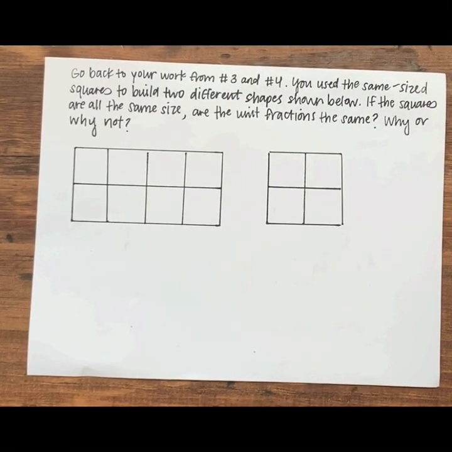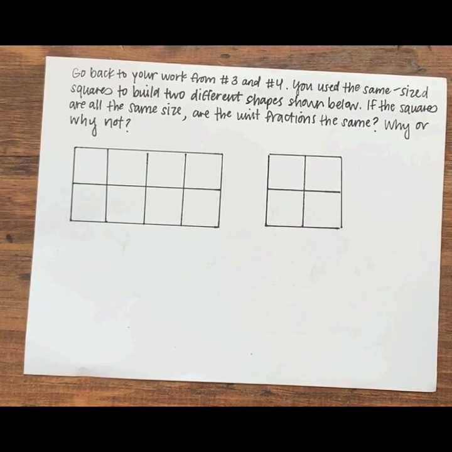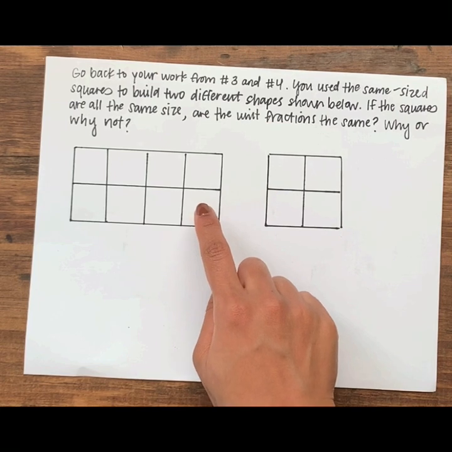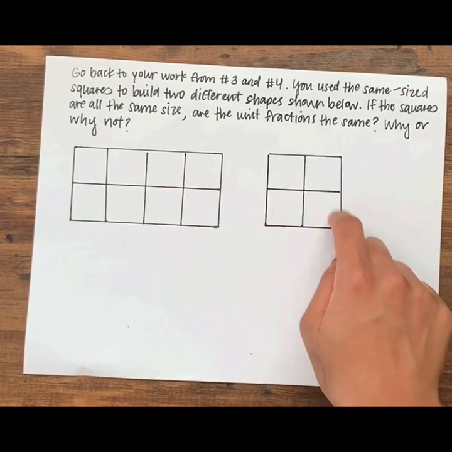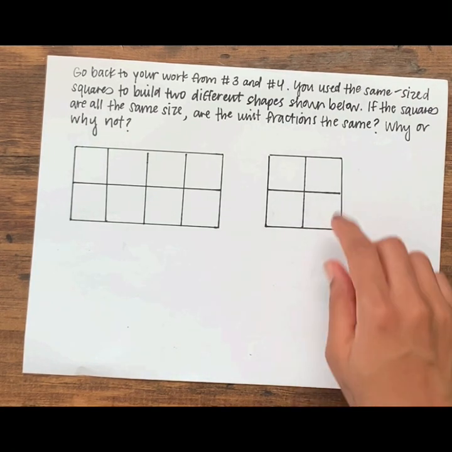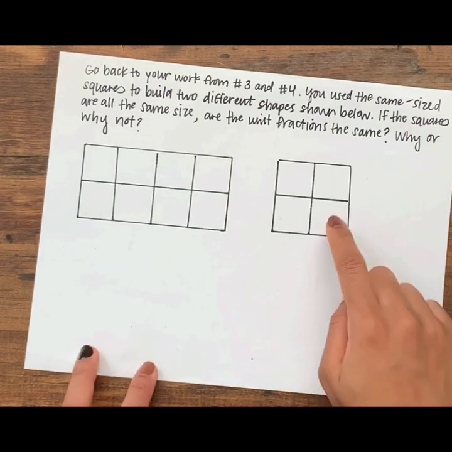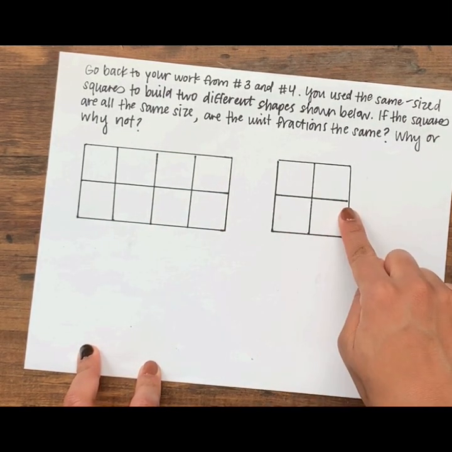Let's go back to our work from number 3 and number 4. What shape did we use to build these larger shapes? That's right, we used a square. Are those little squares that we used to build these larger shapes the same size? Yes, that's right. All of our blocks are the same size. If all of our blocks are the same size, are our unit fractions the same?